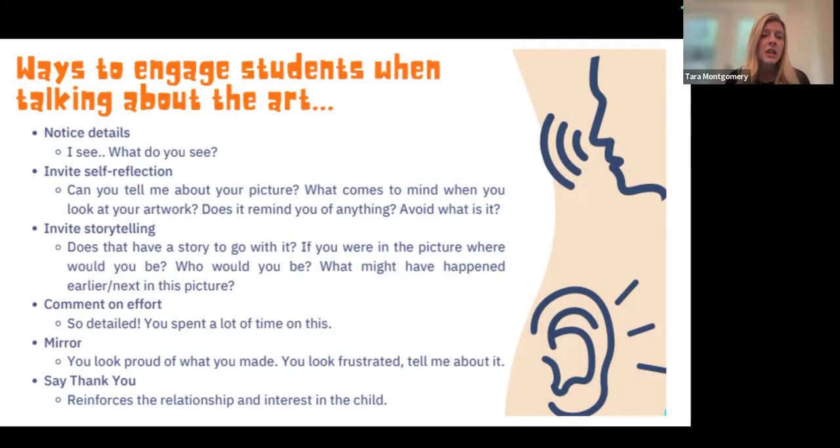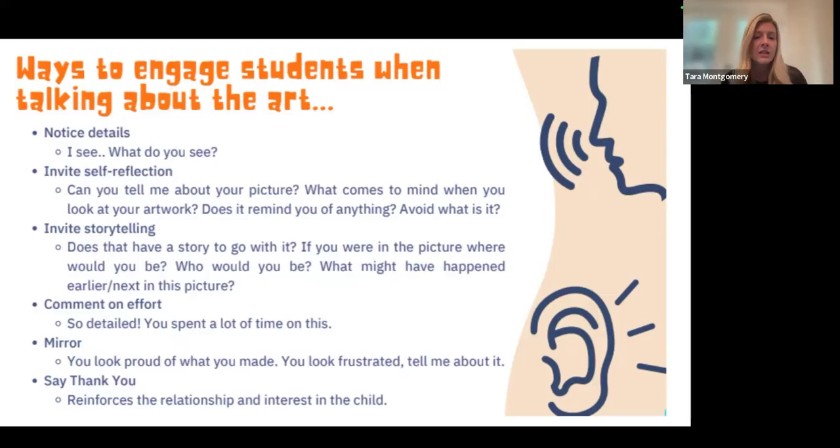Invite self-reflection. Can you tell me more about your picture? What comes to mind when you look at your artwork? Does it remind you of anything? Avoid "what is it?" That kind of goes back to how our students are always bringing us artwork. We should try to stay away from "Well, it looks really good, but what is it?" Let's focus more on how hard they worked and their details, or asking them reflection questions.